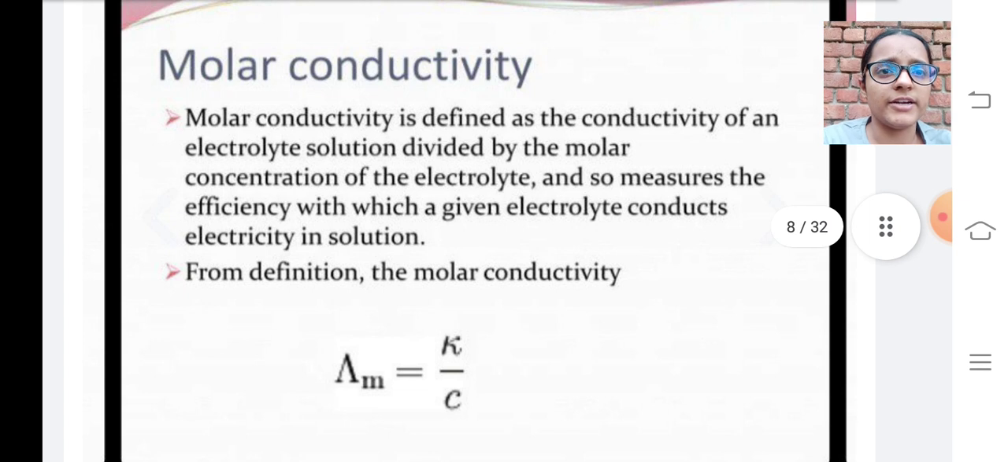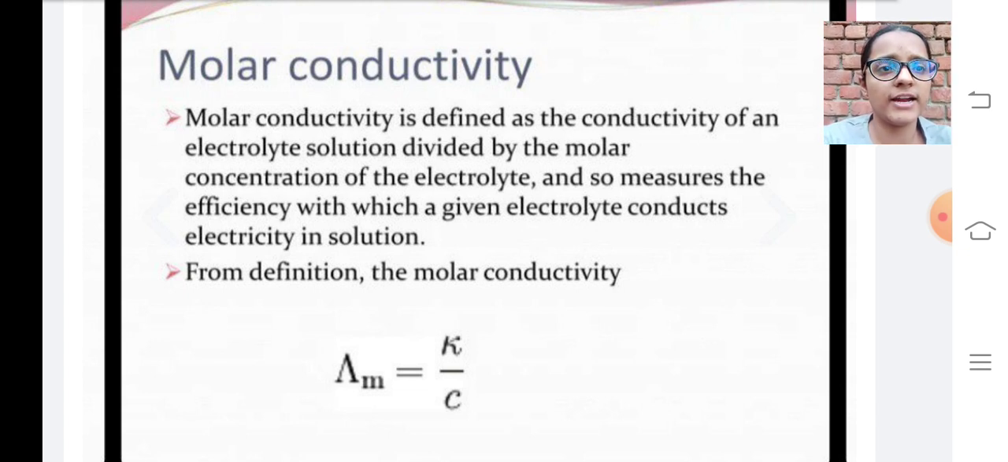Molar conductivity. Molar conductivity is defined as the conductivity of an electrolyte solution divided by the molar concentration of the electrolyte, and so measures the efficiency with which a given electrolyte conducts electricity in solution. From the definition, the molar conductivity is lambda M equals kappa by C.